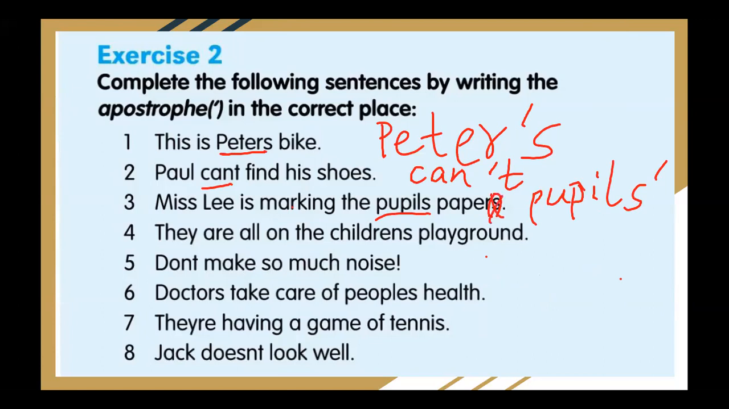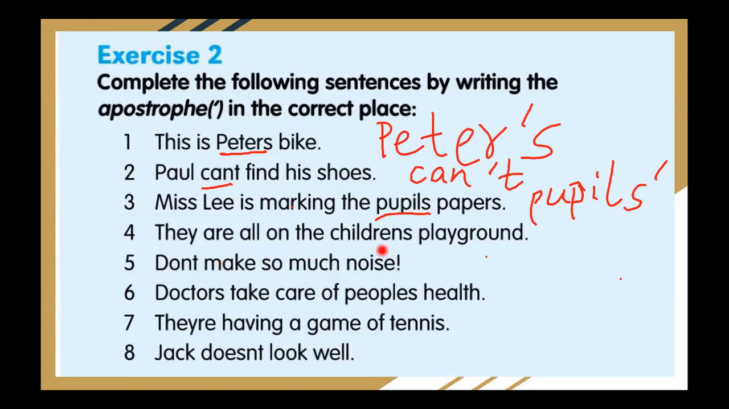When it is a singular noun, we are talking about one. All right. So here, since papers, a plural noun, is mentioned, this will also be plural. Pupils, papers. So pupils, apostrophe S. After the S, you will put an apostrophe.